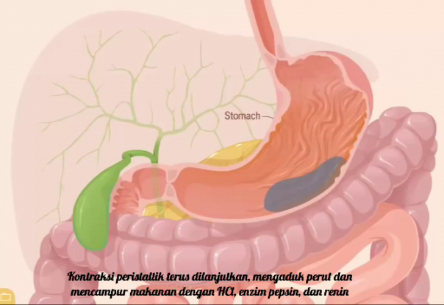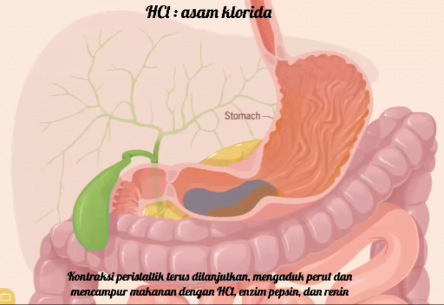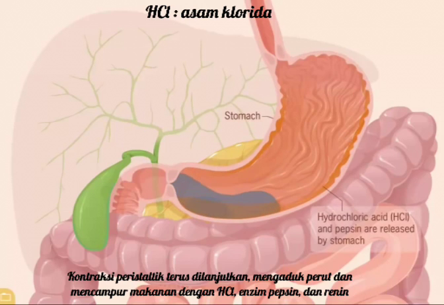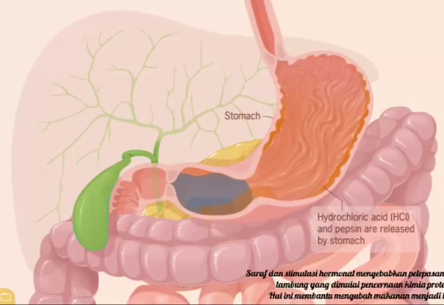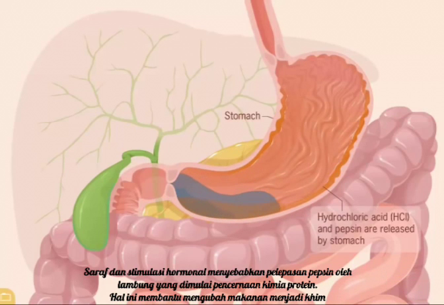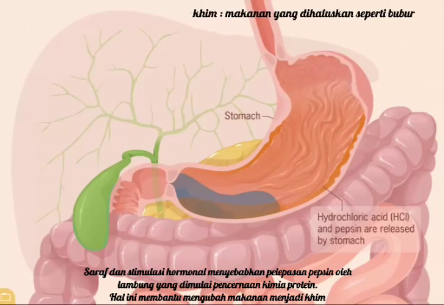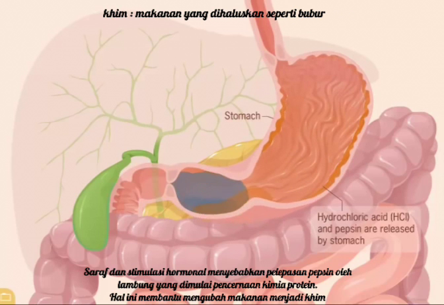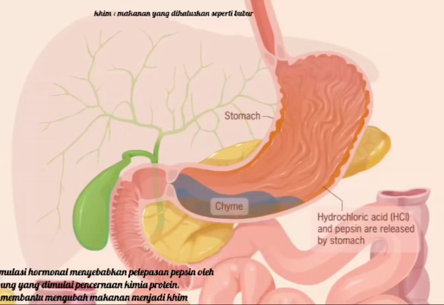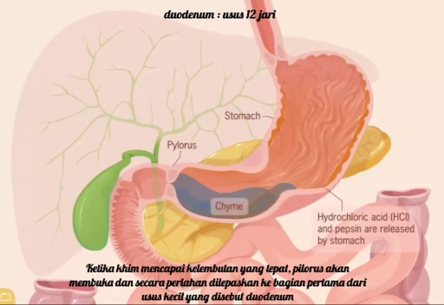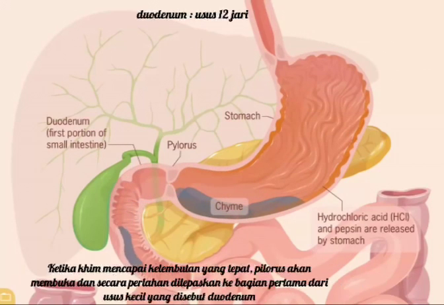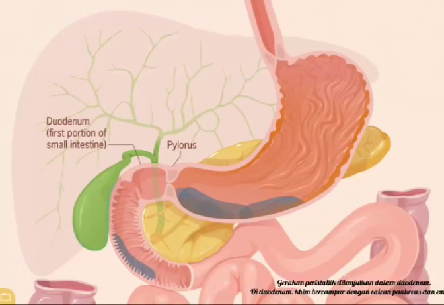Peristaltic contractions continue in the stomach, churning and mixing the food bolus with hydrochloric acid and the digestive enzyme pepsin. Neural and hormonal stimulation causes the release of pepsin by the stomach, which starts the chemical digestion of proteins. This helps reduce the bolus to a fluid-like substance called chyme. When the chyme reaches its proper softness, the pylorus opens and the chyme is slowly released into the first portion of the small intestine, called the duodenum.